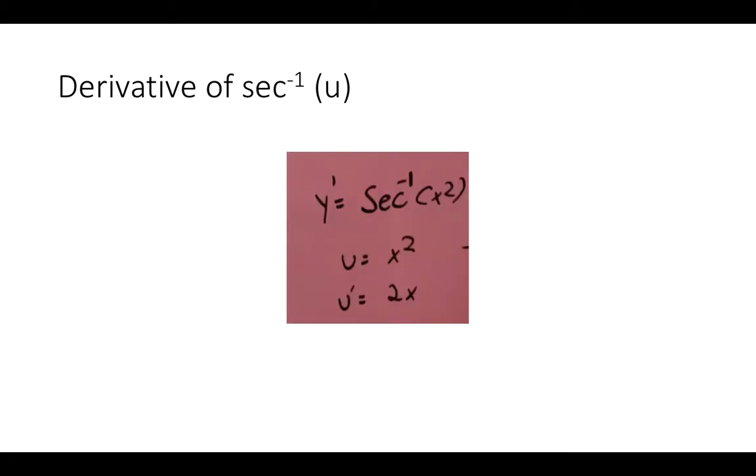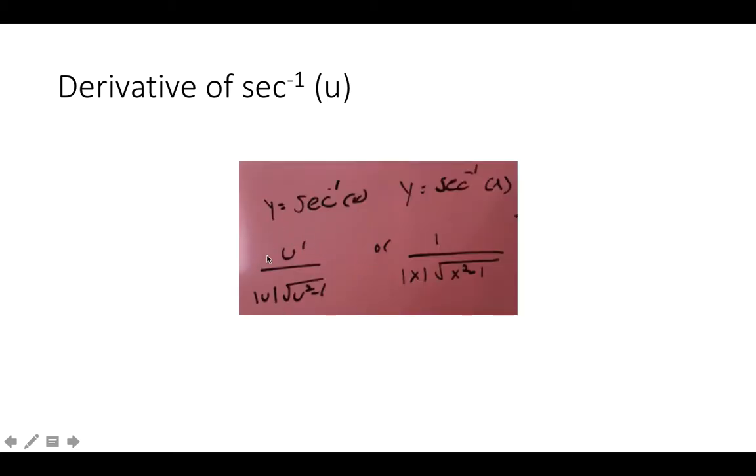So if we take the derivative of inverse secant of x squared, what do we do? First, let's find our u component. Our u component right here is listed as x squared, and we just put that right there. Next, let's find our u prime component, and the derivative of x squared is what? 2x. We have a u prime, we have our u. What do we do? Put it back into the equation.